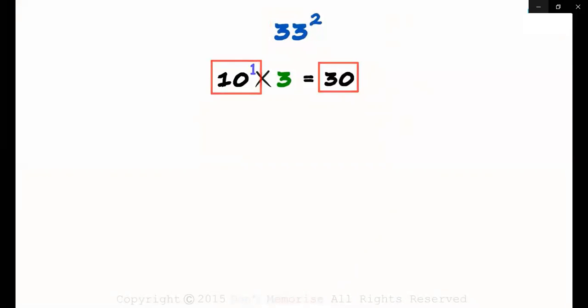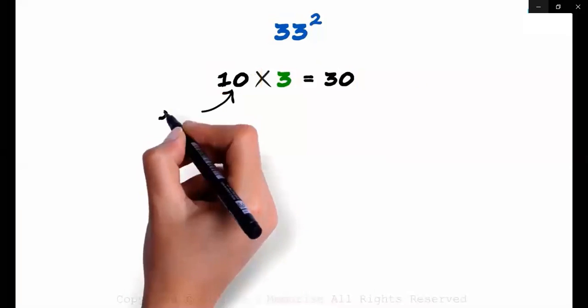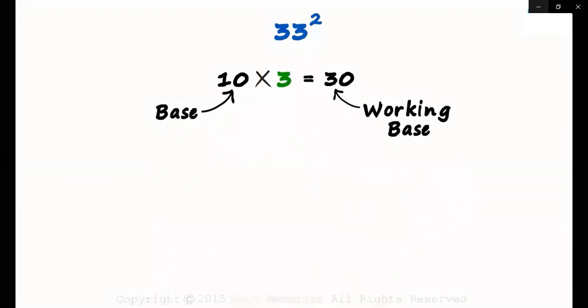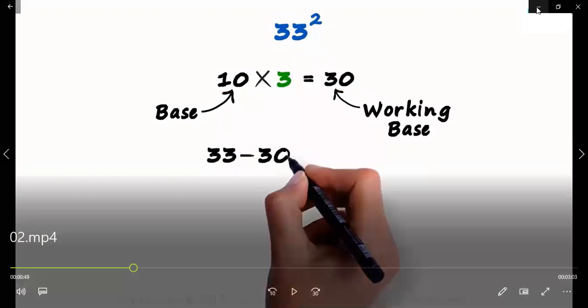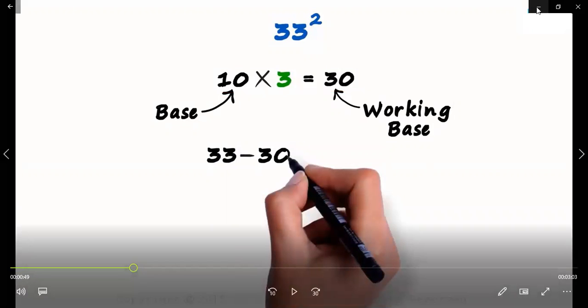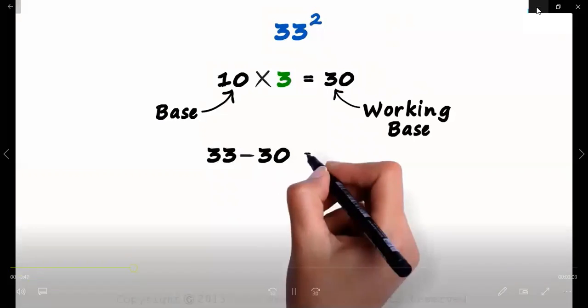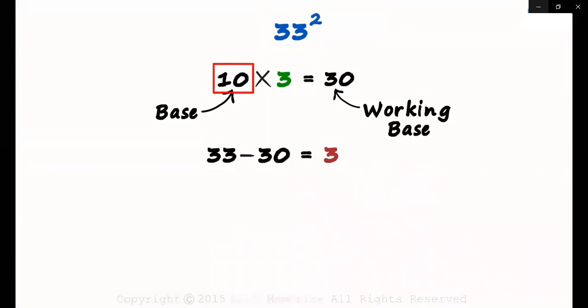We know that 30 is a multiple of 10 to the power of 1. So the base in this case will be 10, but the working base we have to take as 30, that is the third multiple of 10. That's the first step. For example, for 55, you take the working base as 50, because 10 to the power 1 into 5 gives us 50. So for 33, we are taking the base as 10, but the working base as 30.